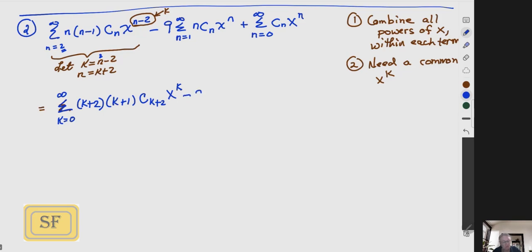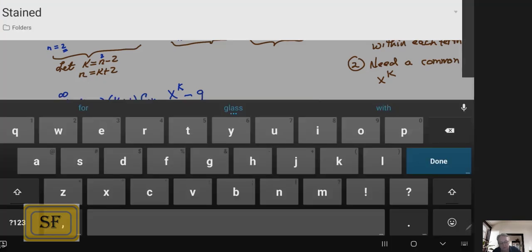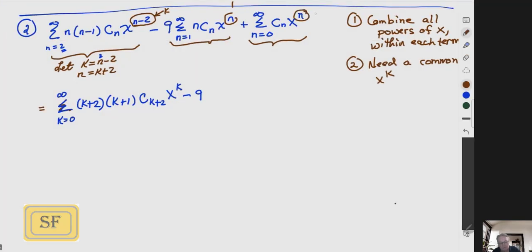And then on my second term and on my third term, we just have n for the exponent. So that n just gets replaced with k for both of those terms. And so I'll just rewrite those using k.